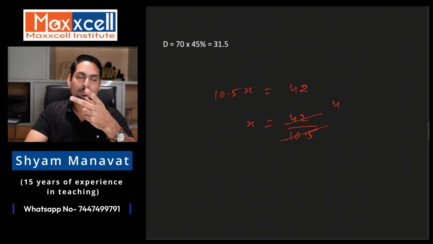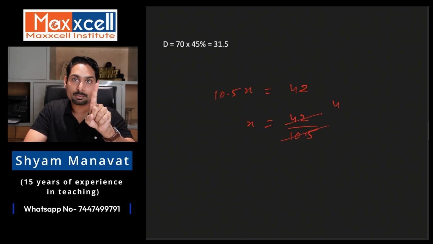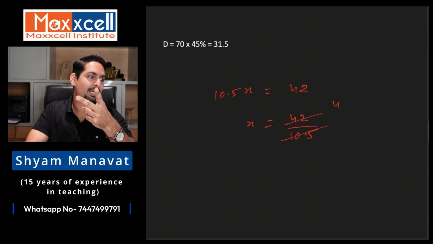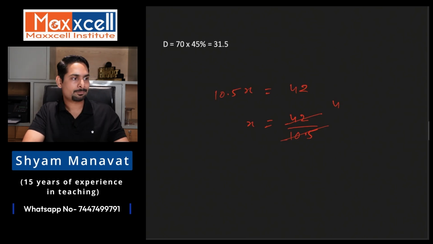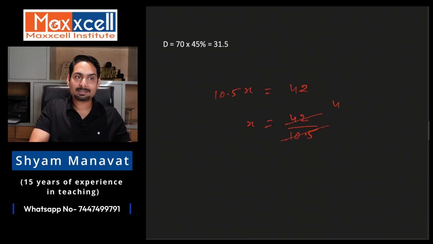What is the double of 10.5? Double of 10 is 20, double of 0.5 is 1. So the double of 10.5 is 21. What is the double of 21? 42, right? So double of double is actually 4 times. That's how you can cancel. So x is equal to 4.